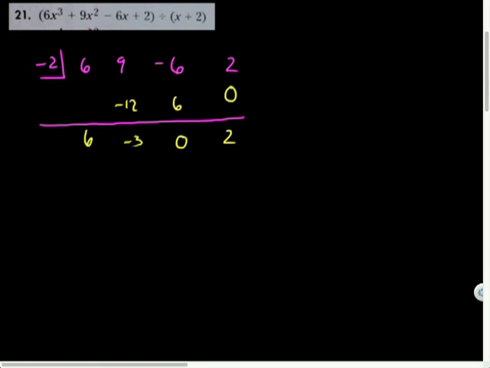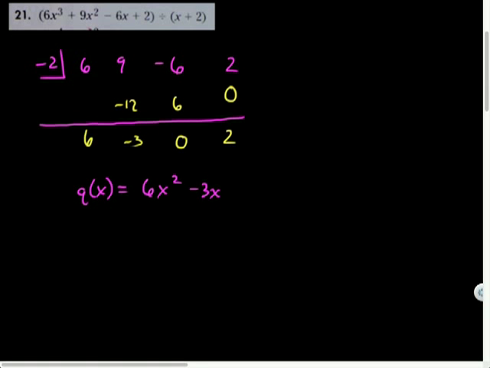What is my quotient? I'll call it Q of x if I wanted to. The quotient would have been from this guy, well, more specifically from those three. What's the quotient going to be? 6x squared, yep, minus 3x plus 0, or whatever. Just ignore the plus 0. And the remainder is the 2.